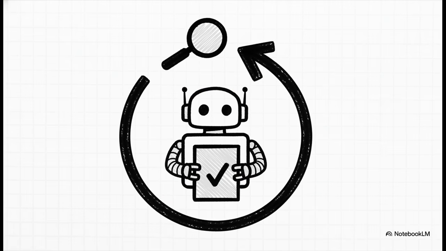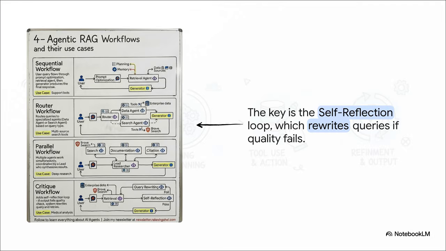And that brings us to our final and honestly, most sophisticated workflow of them all, the critique workflow. This one has a kind of superpower. It can check its own homework. Take a close look at this diagram. After the retrieval step, you see that little loop there labeled self-reflection? That is the absolute game changer.